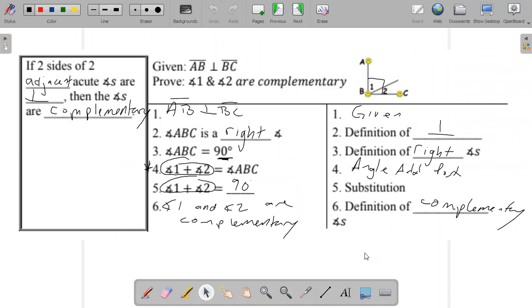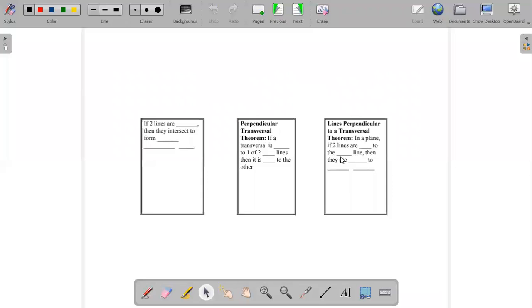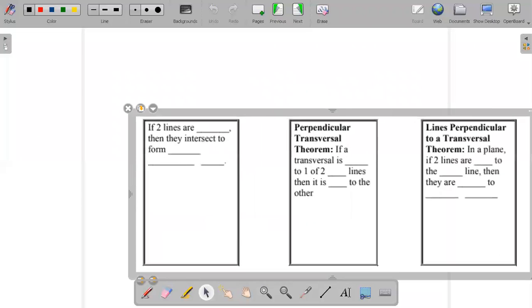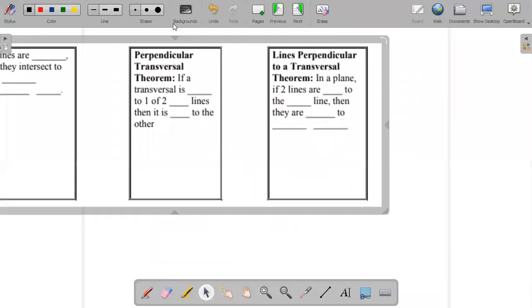You good? Mm-hmm. Okay. So let me get this pulled up.